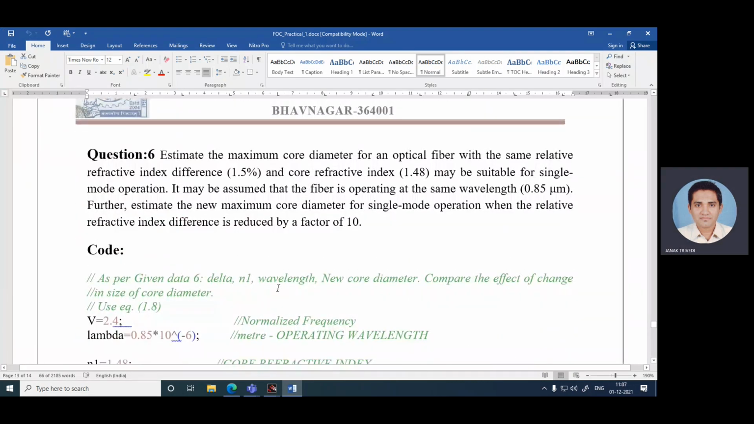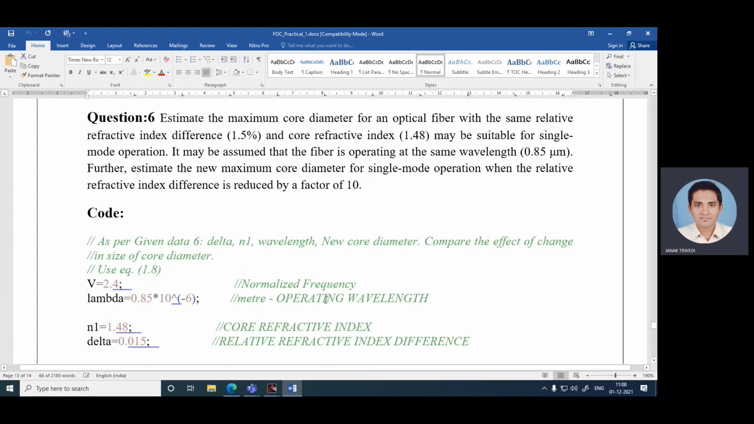Question 6: estimate the maximum core diameter for an optical fiber with the same relative refractive index difference, delta is the same, and the core refractive index is given, that may be suitable for single mode operation. It may be assumed that the fiber is operating at the same wavelength. The wavelength is given. Further, estimate the new maximum core diameter for single mode operation when the relative refractive index difference is reduced by a factor of 2.